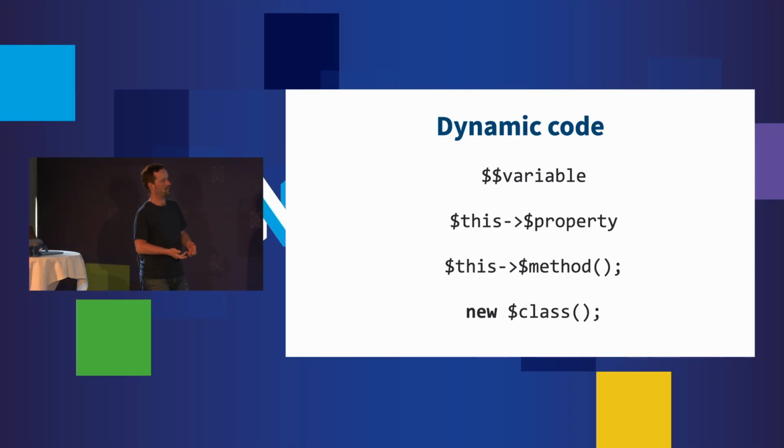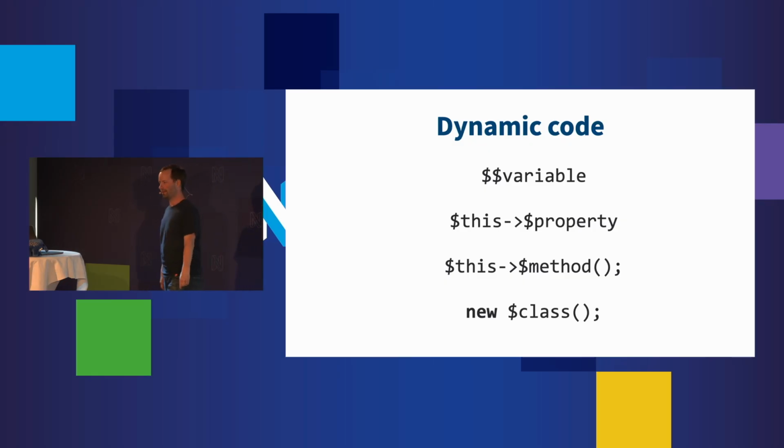So dynamic code like this is also basically invisible to static analysis because we don't know what's in the dollar variable, so we don't know what actual variable we are accessing here. We don't know if it exists. We don't know the type. So PHPStan is basically flying blind and doesn't know how to analyze this code and how to point out mistakes here because anything can happen here.